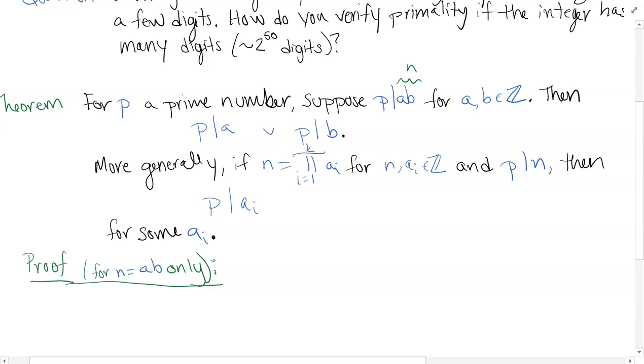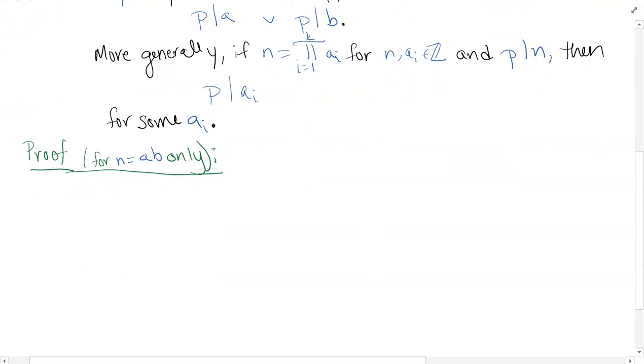And then more generally, if we have a number being represented as a product of more than two integers, and we know that the prime divides the number, then the prime has to divide at least one of the factors. We're going to go through the proof for the case where the number can be decomposed into the product of two numbers. If you want, I encourage you to extend this idea into the case where the prime divides a number that can be represented using multiple different factors.